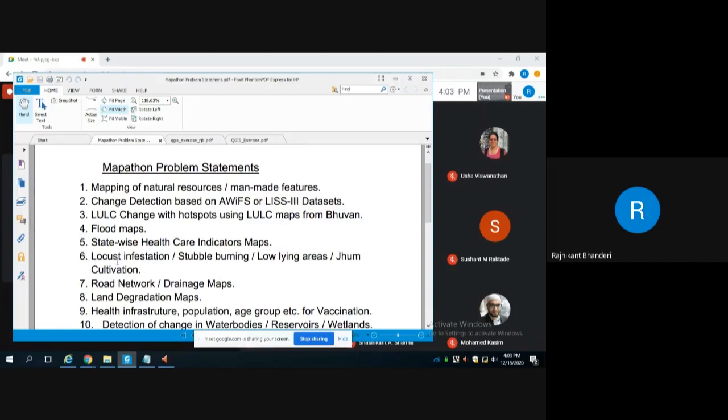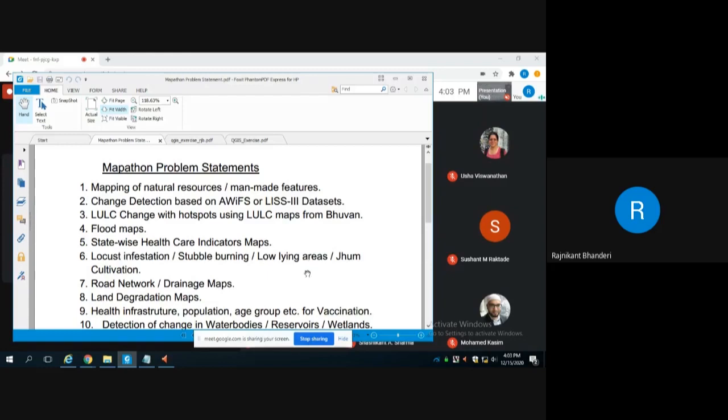Then the sixth one is locust infestations, stubble burning, low-lying area mapping, and jhum cultivation. We observe that at many places there are locust attacks, and particularly in Punjab you can find stubble burning, meaning crop residue. They burn it to clear the residue for the next cropping season. To find this type of area, one has to take seasonal images, interpret those areas, and find out how much area is under stubble burning.